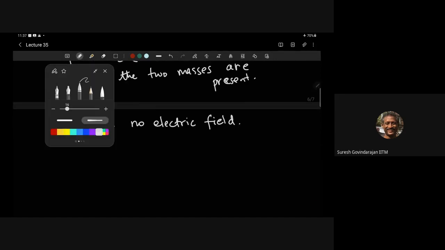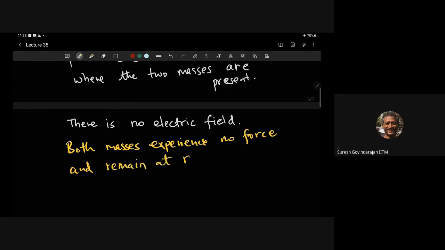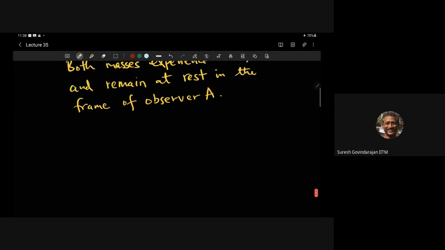So now we are in the situation which I just mentioned, that both masses experience no force and remain at rest. Simple, right?